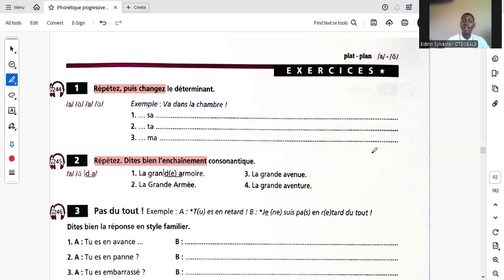From the recording we have so far, what we did here was also play with the determiner. We call it a possessive adjective: sa, ta, ma. Let's take the next recording and have more examples.